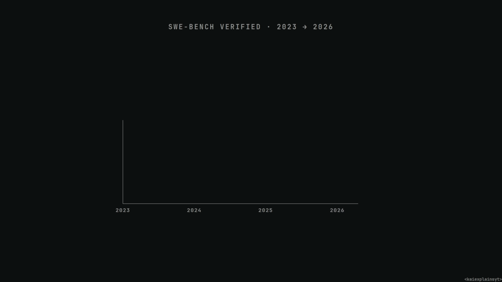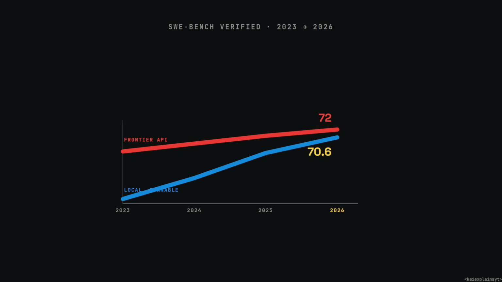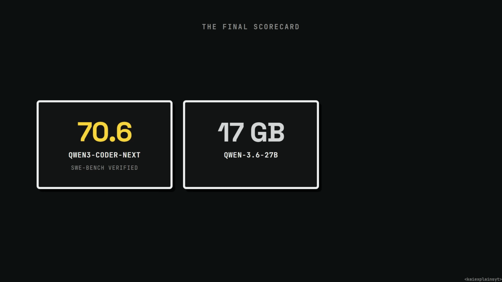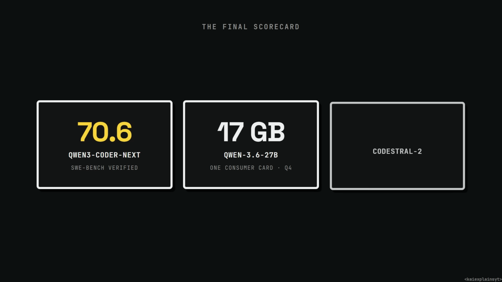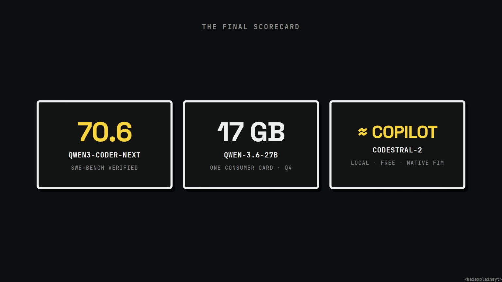The good news is that 2026 is the first year where the local models are close enough to the frontier that for most daily coding work, you don't feel like you're making a compromise. Qwen3 Coder Next at 70.6 on SWE-bench. Qwen 3.6 27B fitting on a single consumer card. Codestral 2 matching Copilot locally. The gap closed faster than I expected, honestly.